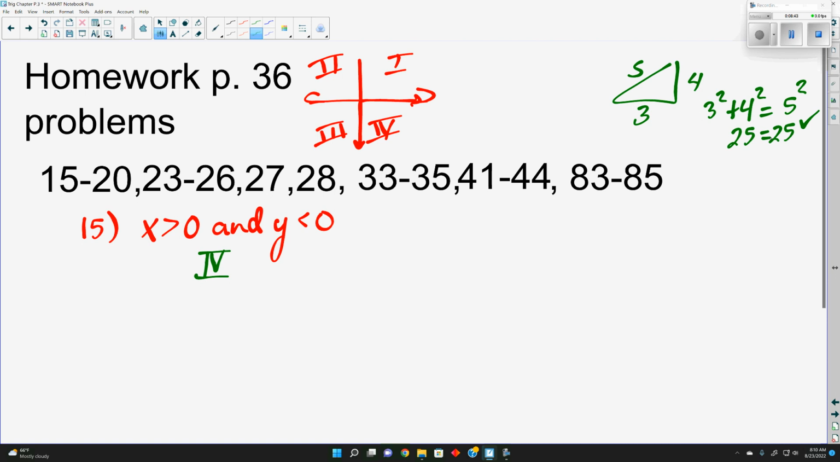33 through 35. You don't have to plot the points, but find the distance between the points and find the midpoint. So 33 through 35, just distance and midpoint.